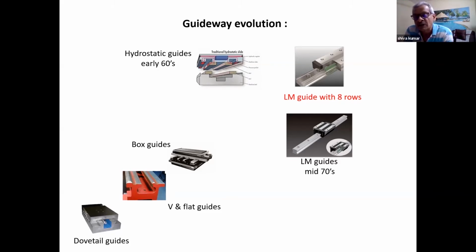Now, THK developed the first set of LM guides, linear motion guides, around 1972-73. THK Japan developed the LM guides. The purpose of this was that we should have a standardized product available, which can be selected from a catalog, purchased, and the machine built. That was the whole purpose of this. And now, not only do we have a standard LM guide, which most of you are aware of, we also have, for instance, an 8-row LM guide. You can see in the topmost right corner, that is a guide where there are 8 rows of ball rows, and that is almost the same as hydrostatic guideways in performance. So to that extent, the development of these LM guides has taken place.